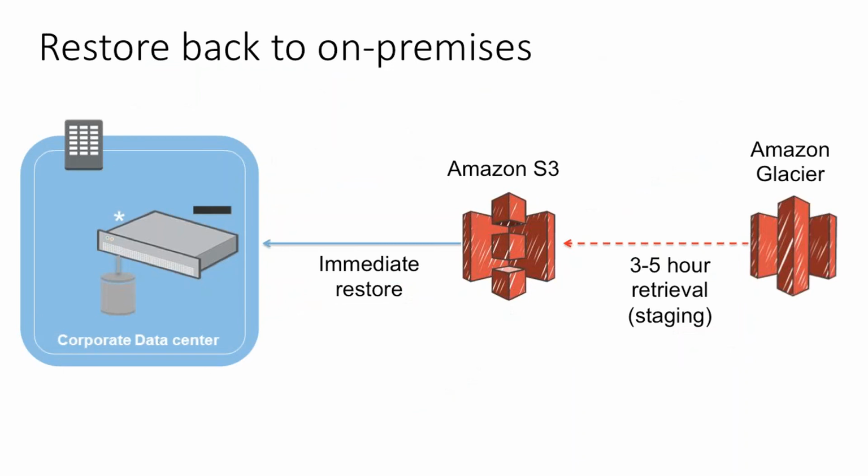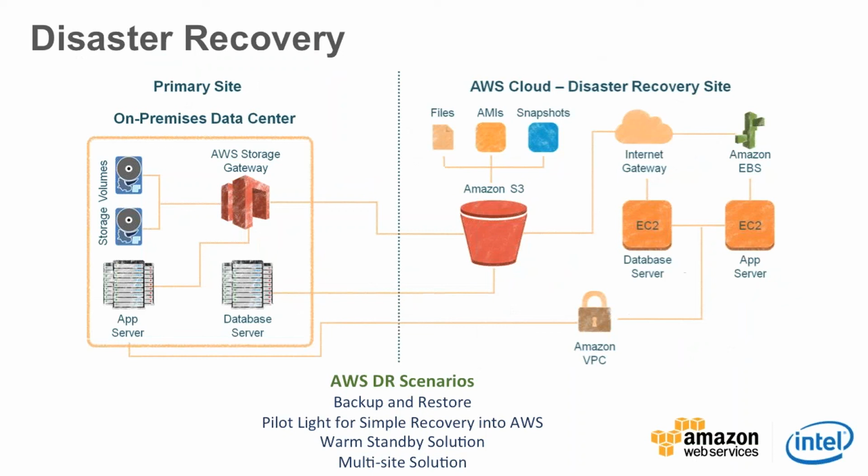restore it back to on-premise. You've either just lost a bit of data or you've lost an entire server. And you can pull it back for immediate restore from S3 or 3 to 5 hour retrieval from Glacier if you needed to. And we did say we'd also talk about disaster recovery.